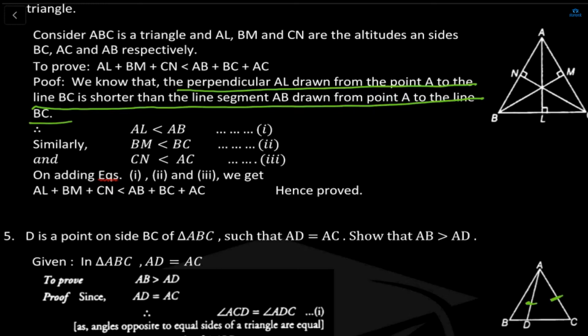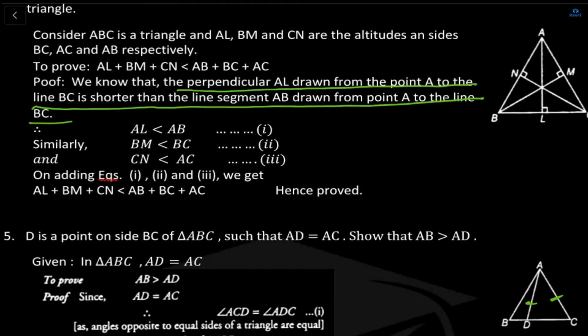Now, how are you going to show that AB is greater than AD? Try to do this. Till now, what we have studied, how can you show that? If we are comparing two sides, how can we say that one side is greater? By seeing the angles. If you know about the angles, the side opposite to the larger angle will be longer. Yes or no?